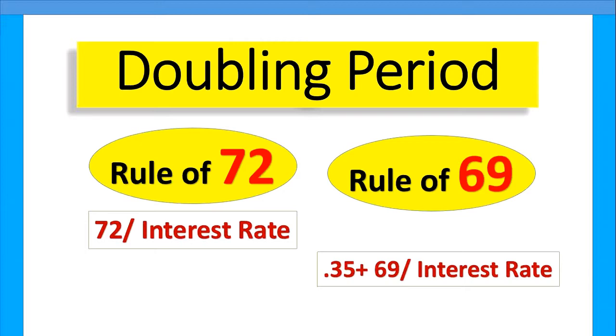If you invest 5000, you want to know how many years and how many months it will take to become 10,000. To know this, we can use two formulas. One is the rule of 72, which can also be called the rule of thumb, and the other one is the rule of 69. Now let's start with the rule of 72. The formula is very simple. You divide 72 by the interest rate.